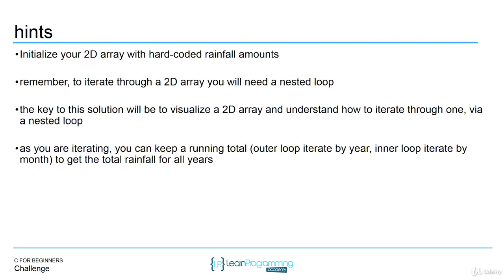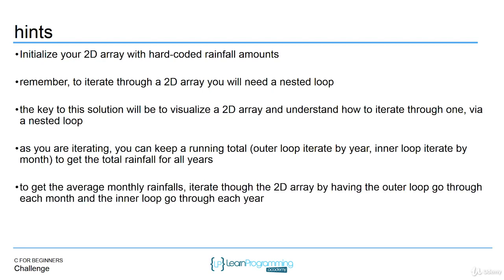An outer loop will iterate by the year, and the inner loop will iterate by the month. And you can keep a running total to get the total rainfall for all years. So your first goal should be to just get that total rainfall for all years. And as you're getting the total rainfall, you can just print out the yearly total as well. Then, after you're out of that loop, you can print out the yearly average. Then you're going to need another loop to display the monthly average.